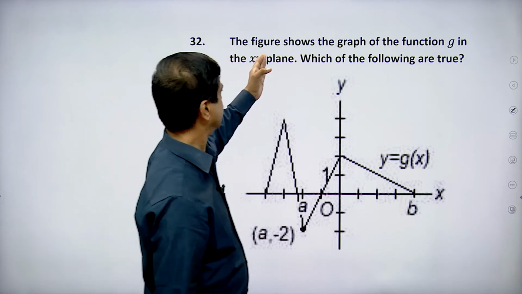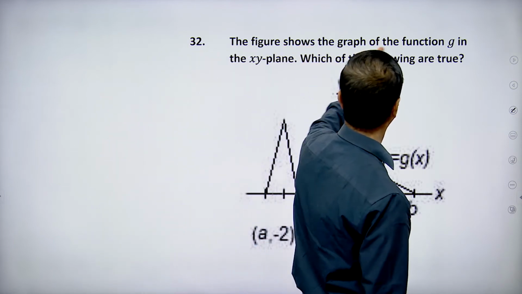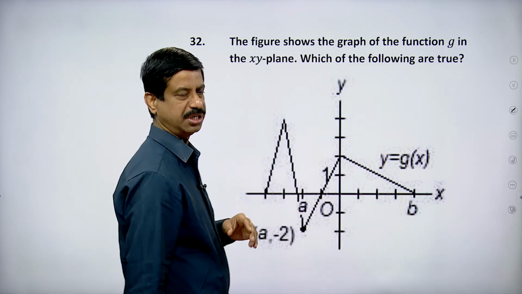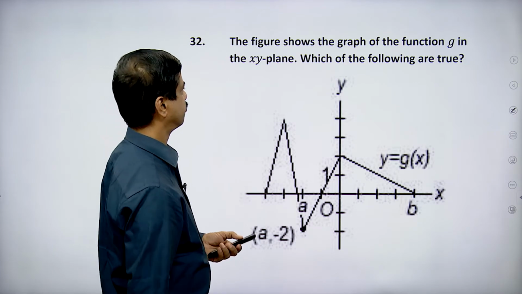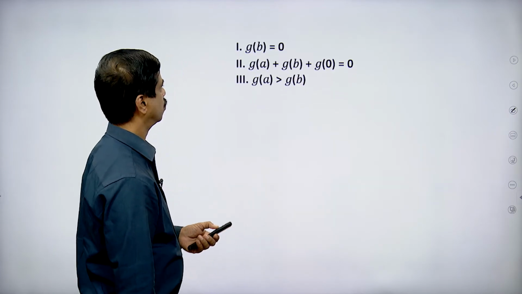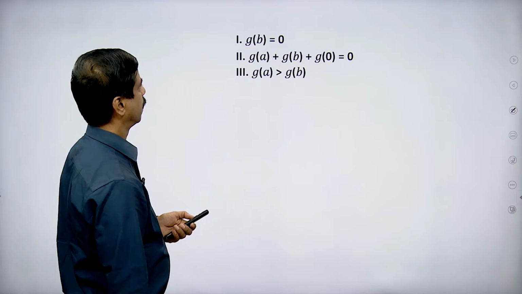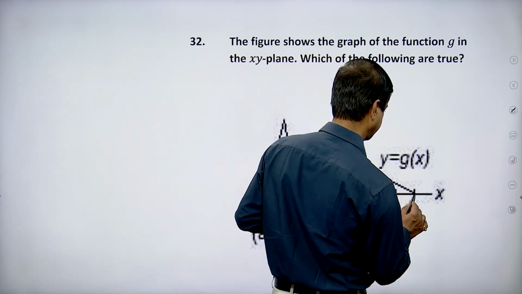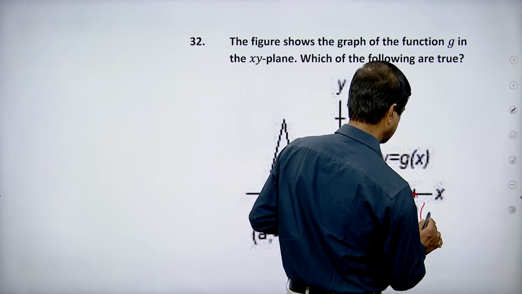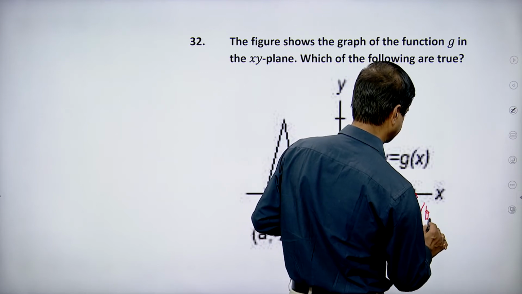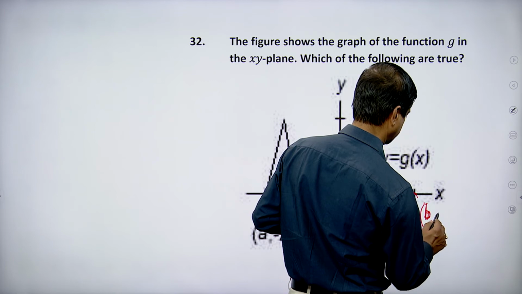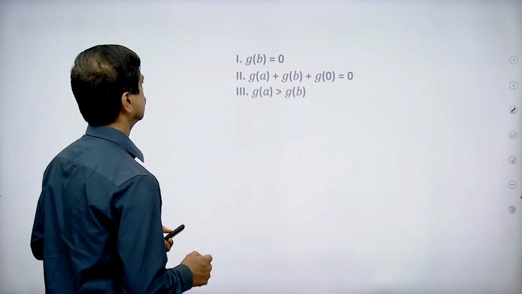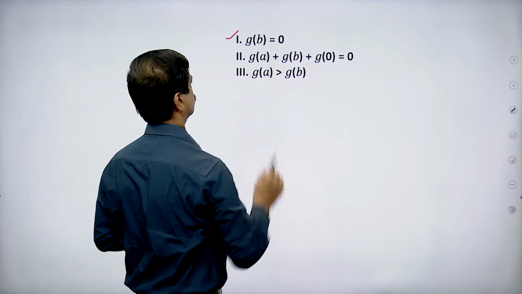So, what is that he says? A figure shows the graph of function g. So, this functional equation is g, that is g of x. Which of the following are true? So, g of b is 0, what is g of b? Yes, it is 0. G of b means x is b and y is 0. So, which of the following are true, he said. So, g of b equal to 0 is true.